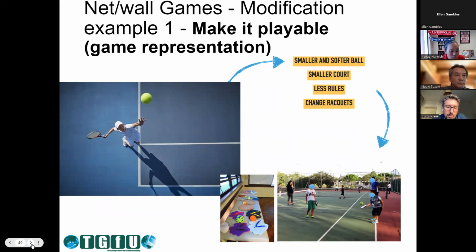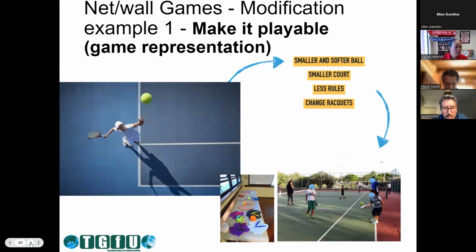Let's take an example of tennis modification. Imagine a class of children who are just starting to learn tennis. How can I use the game to teach? Surely children would find it difficult to play. So I need to make the game playable for them.